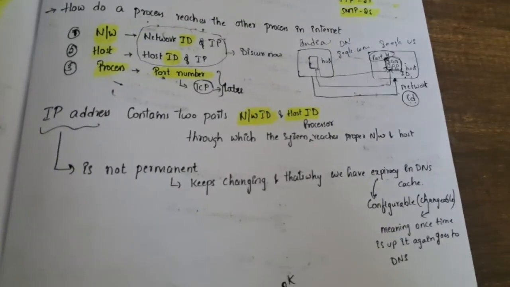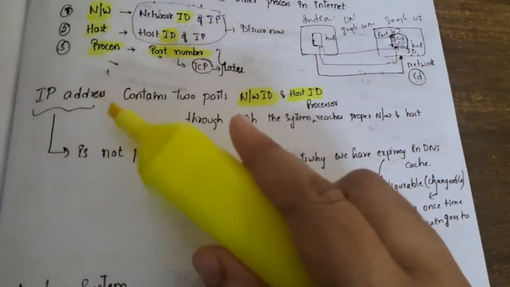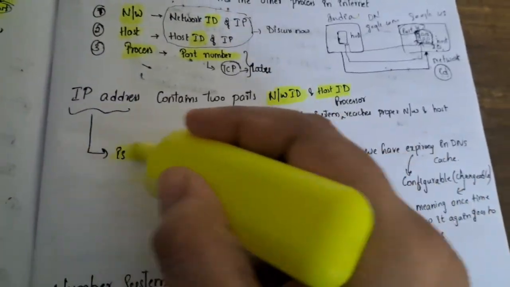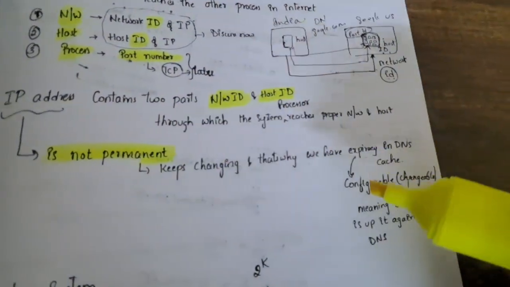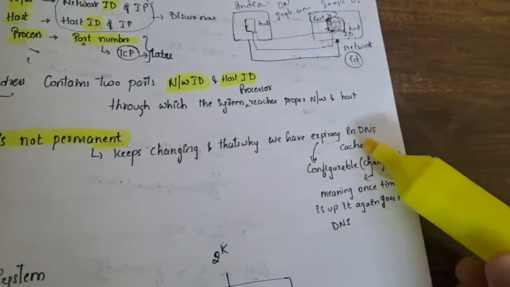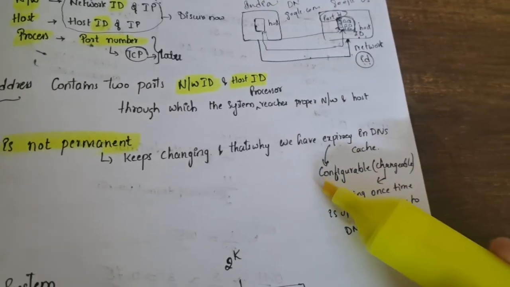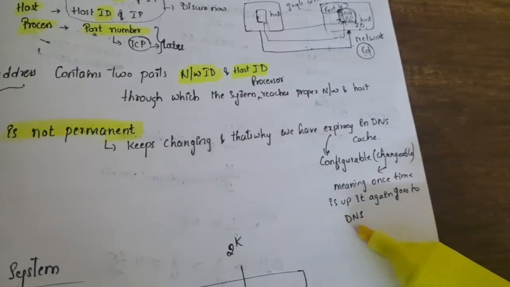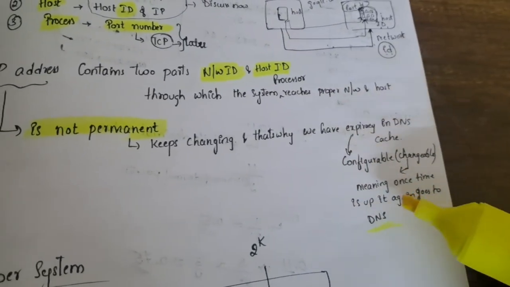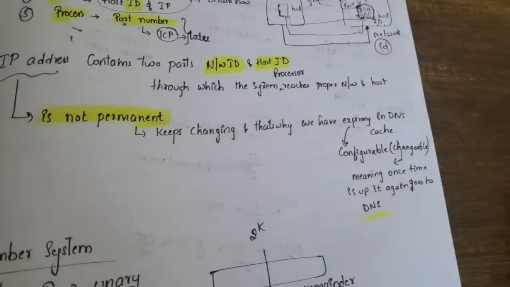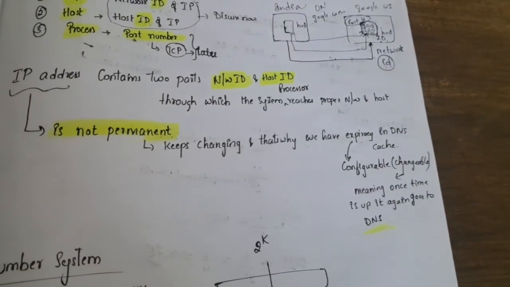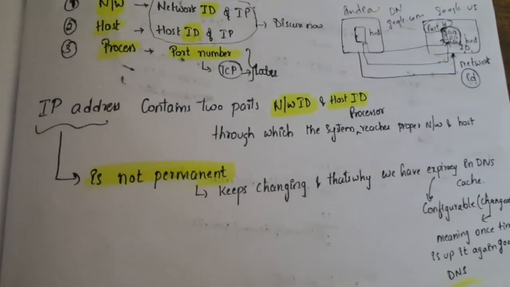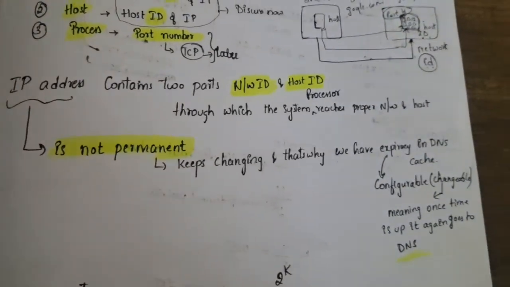Previously I talked about this part, and remember that an IP address is not permanent, it keeps on changing, and that's the reason we have something called expiry in the DNS cache. It is configurable, meaning once time is up, it again goes to DNS, and that complete DNS overhead process takes place again. Only to save some amount of time, we use it. I hope whatever I have explained till now is clear.